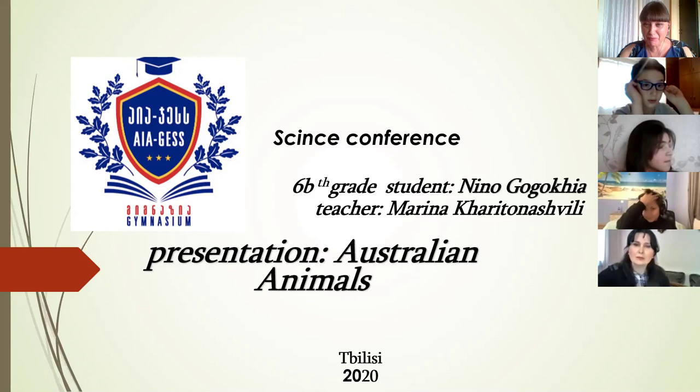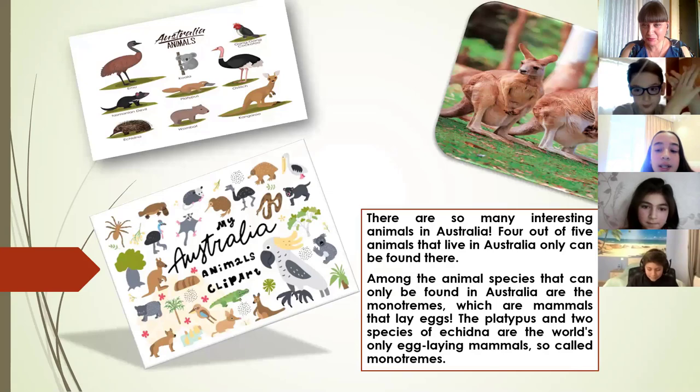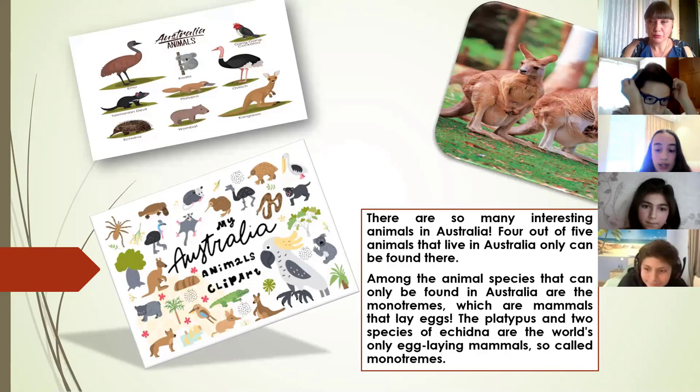Please begin, Nini. Hello, I'm Nina Gogokia, a sixth grade student, and I will present about Australian animals. There are so many interesting animals in Australia. 4 out of 5 animals that live in Australia can only be found there. Among the animal species that can only be found in Australia are the monotremes, which are mammals that lay eggs. The platypus and 2 species of echidna are the world's only egg-laying mammals, so-called monotremes.